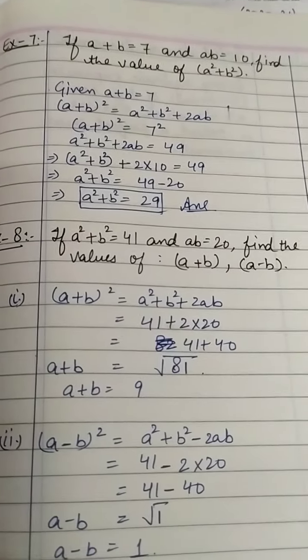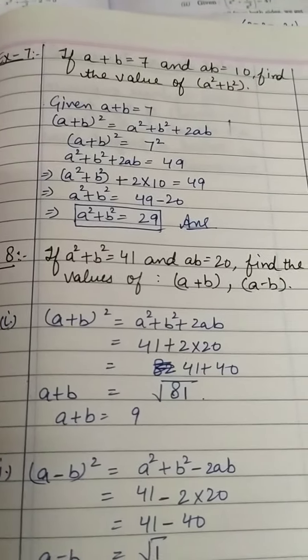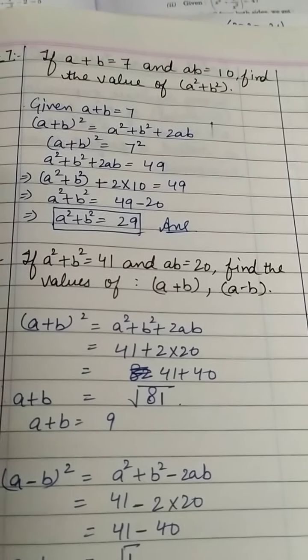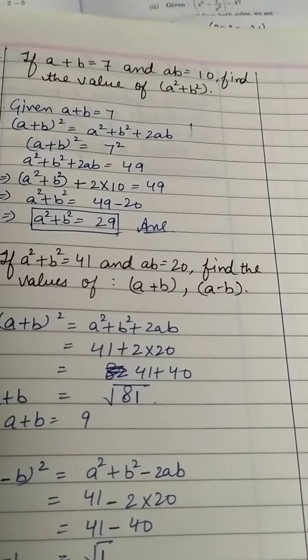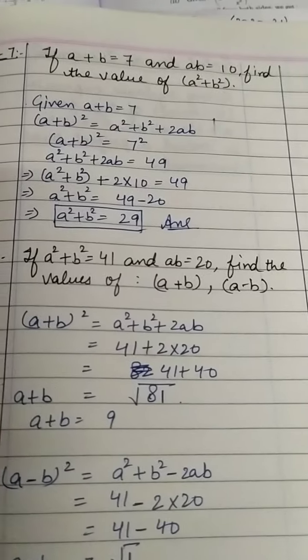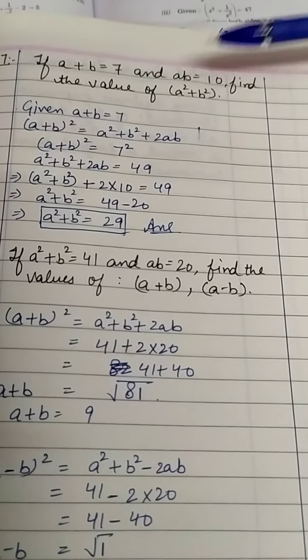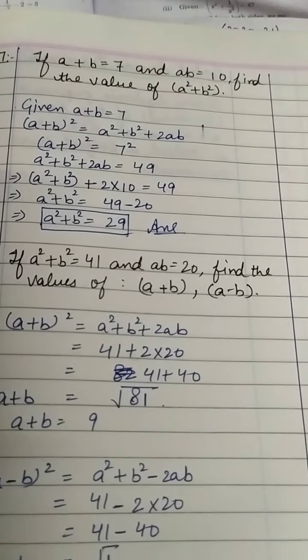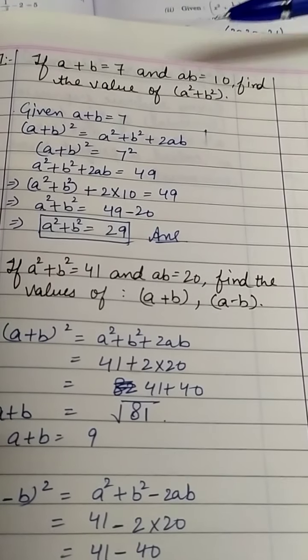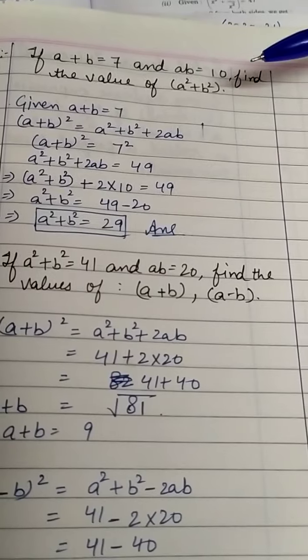Welcome back, children. Let us start with the next question. If a plus b is equal to 7 and ab is equal to 10, means the value of a plus b is given to us and the value of ab is given to us. So we have to find the value of a square plus b square.